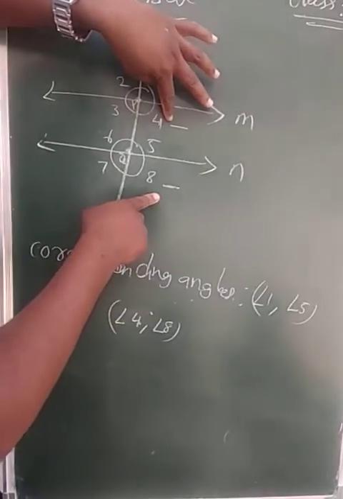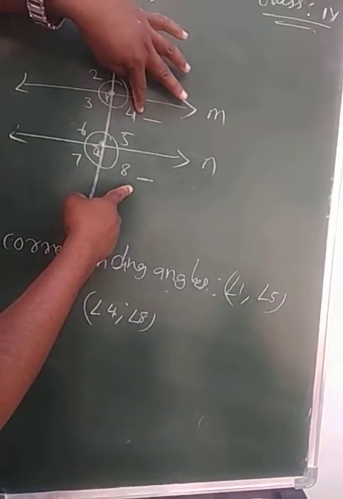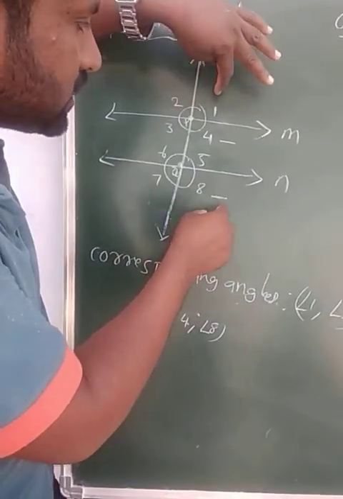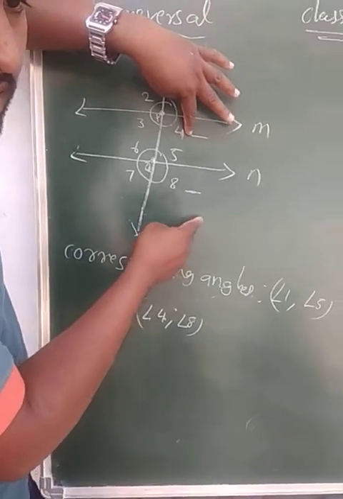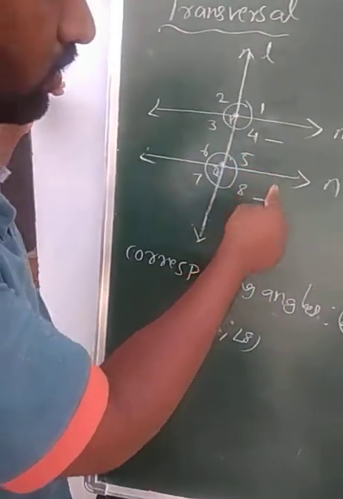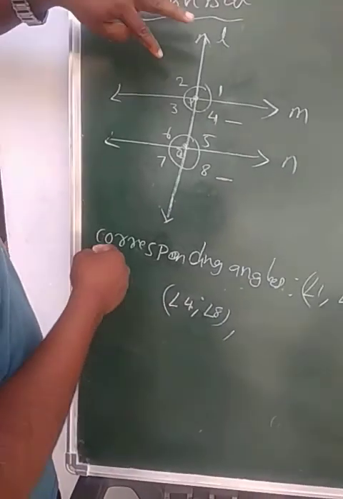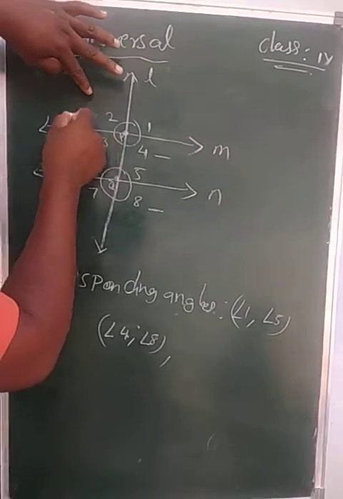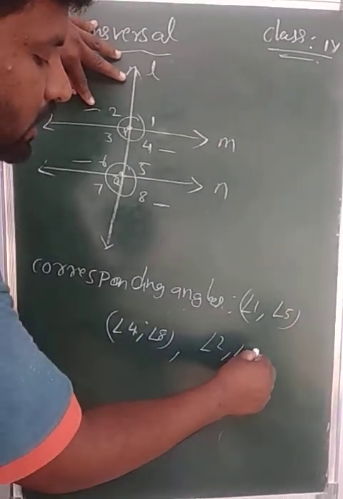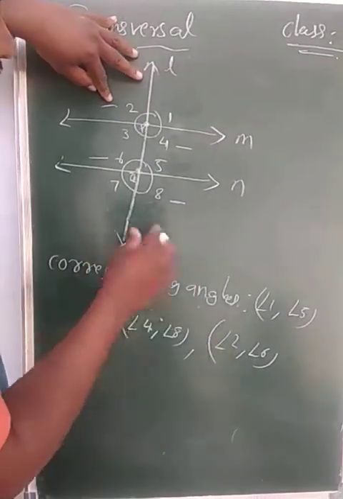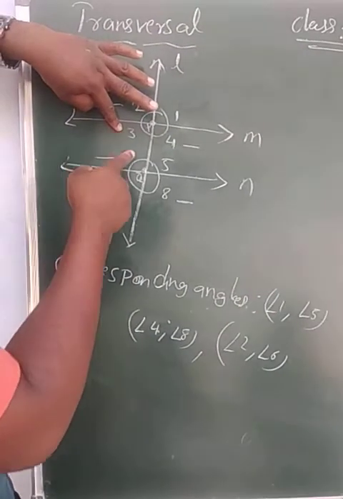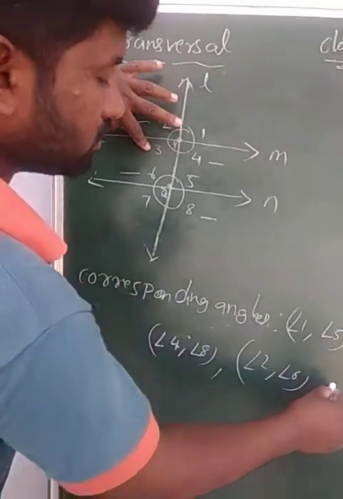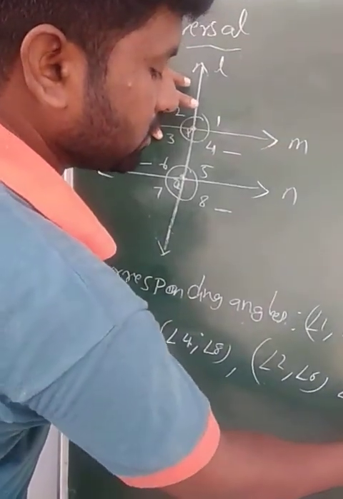These two are corresponding angles, non-adjacent angles, and as well as lie on the same side of a transversal. Same side of the transversal, but non-adjacent angles. So one is interior, one is exterior, and like that angle 2, angle 6. These are corresponding angles, and like that angle 3 is interior, angle 7 is exterior. So we can write angle 3 comma angle 7.